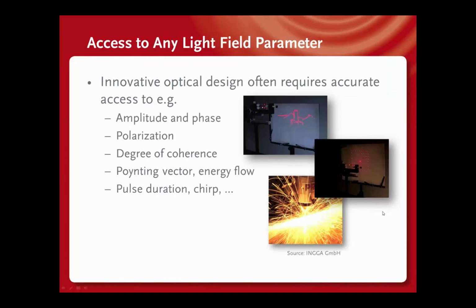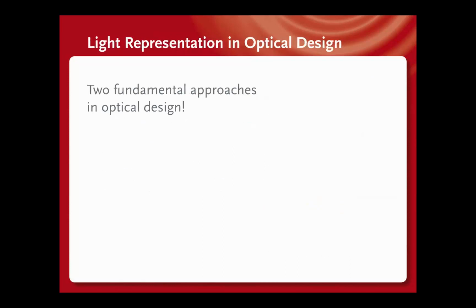And finally, we need to evaluate the quality, the optical performance of our optical system. That means we need to evaluate merit functions, we need to model the effect of the light in our application. And these need access to amplitude, phase, polarization information, to energies, energy densities, maybe pulse lengths, polarization, and so on. And the question is now, how can we handle this?